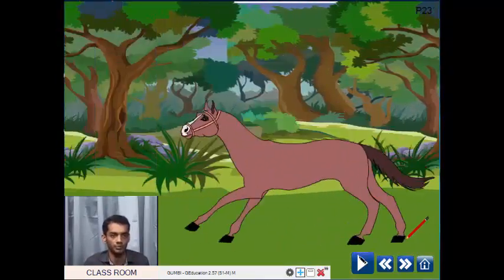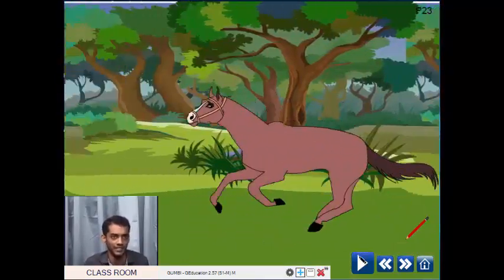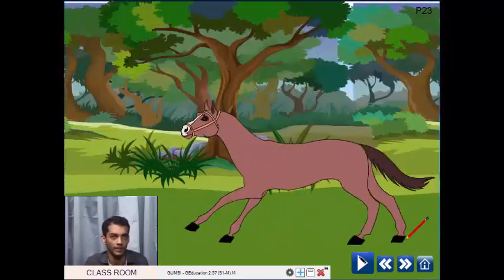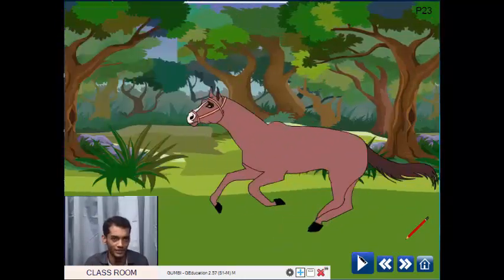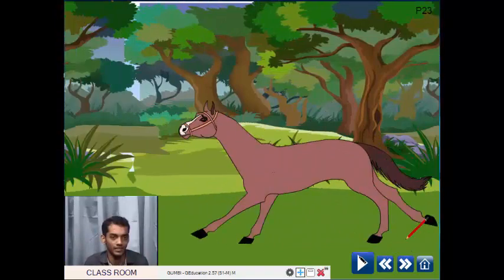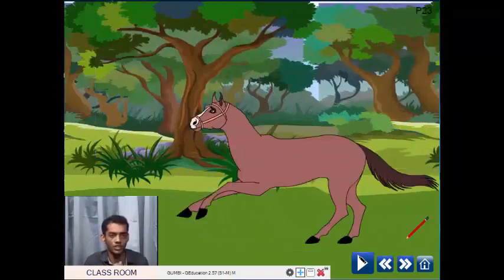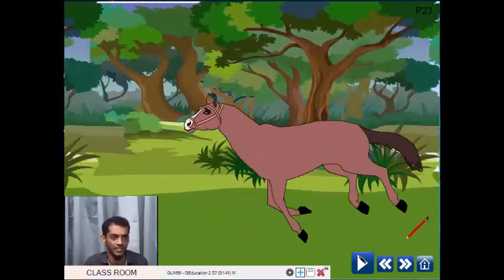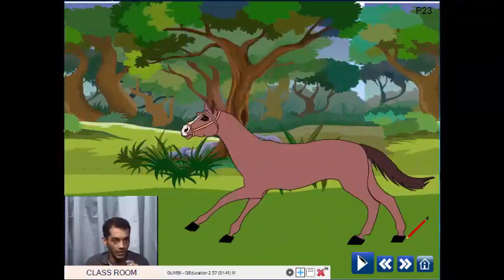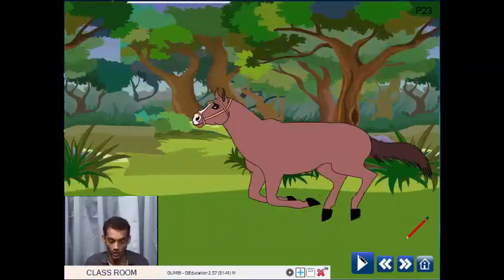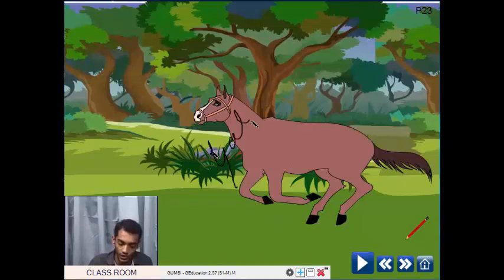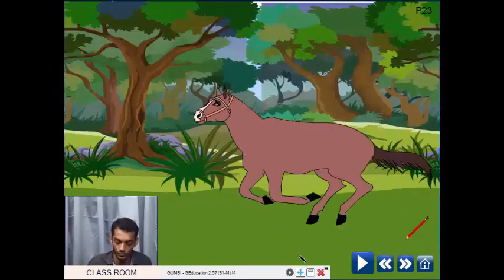Look at this picture. What is it? It's a horse. Very good. What is the horse doing? It is running, sir. It's running very fast. What do you call it if a horse runs very fast? In English, we have a word for a horse running fast, that is called gallop. You know? Gallop. Very good.